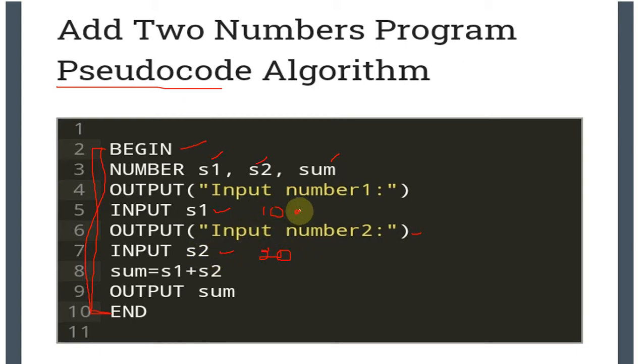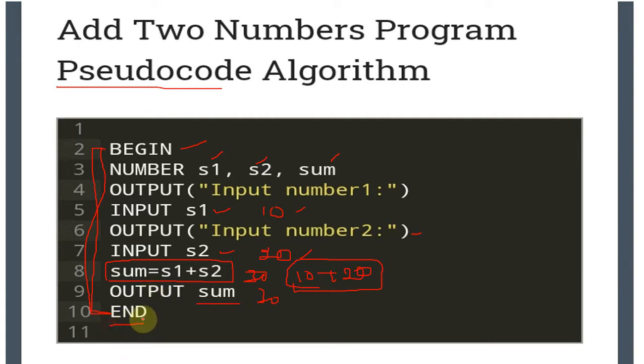Then when the user inputs both S1 and S2 values, then sum equal to S1 plus S2. So this is nothing but a formula. Okay. So sum equal to S1 plus S2. As I have told in the last class, S1 and S2 values will be combined like 10 plus 20, that is 30. 30 will be obtained first. So that 30 will be assigned to sum. Okay, then sum, meaning 30, will be displayed. So the task is over, the given problem is over.